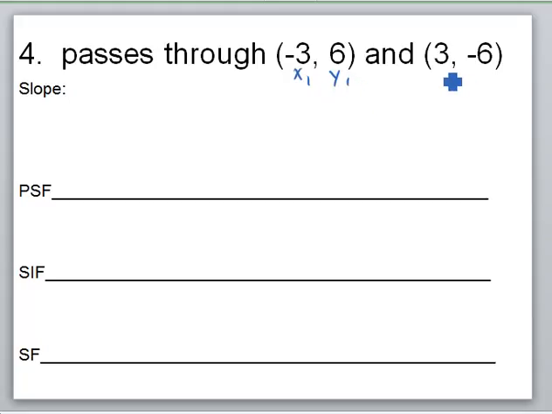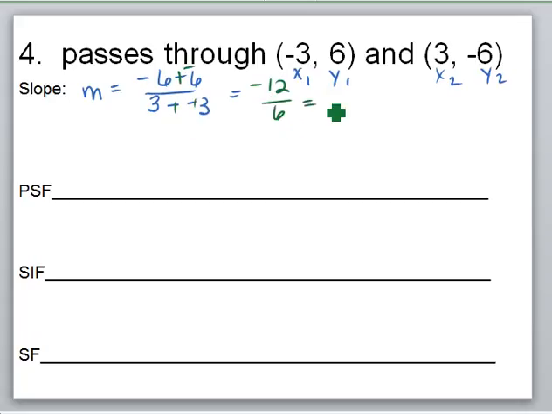x1, y1, and x2, y2, and we'll find the slope by doing our y2 minus our y1, negative 6 minus 6 over x2 minus x1, 3 minus negative 3. This gives me a negative 12 over a positive 6, which is a negative 2. So writing this in point-slope form, let's just use this point right here.